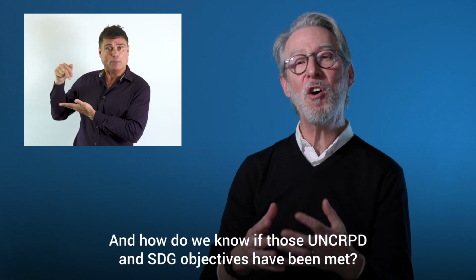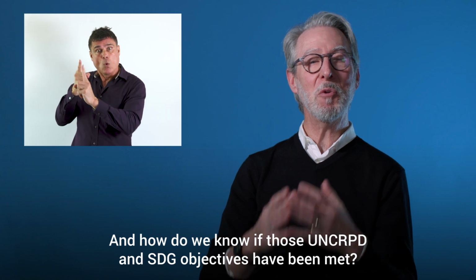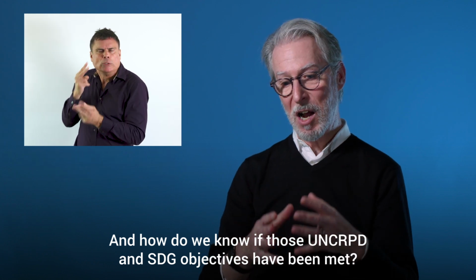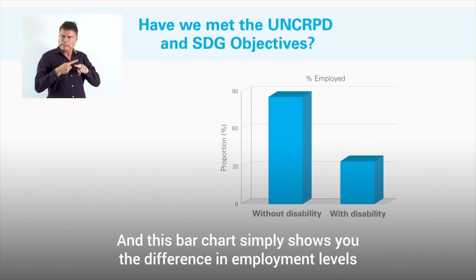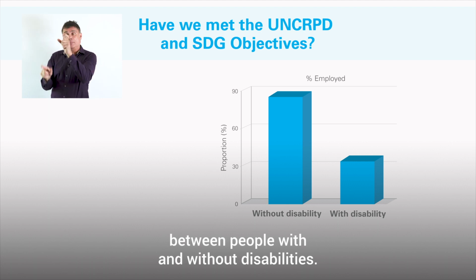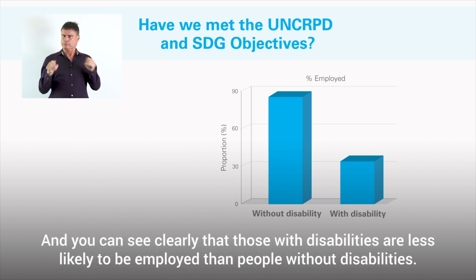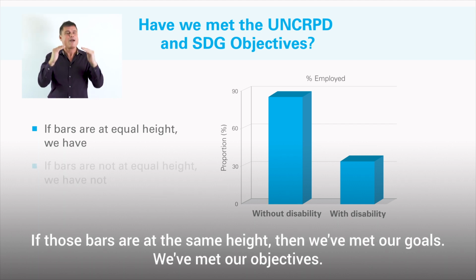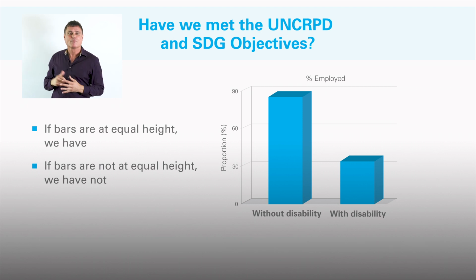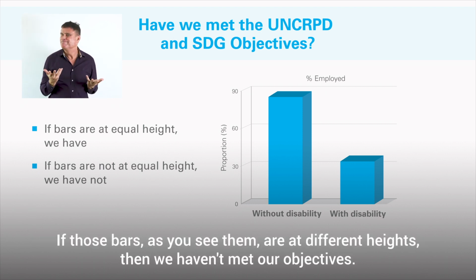And how do we know if those UNCRPD and SDG objectives have been met? This bar chart simply shows you the difference in employment levels between people with and without disabilities. And you can see clearly that those with disabilities are less likely to be employed than people without disabilities. If those bars are at the same height, then we've met our goals, we've met our objectives. If those bars, as you see them, are at different heights, then we haven't met our objectives.